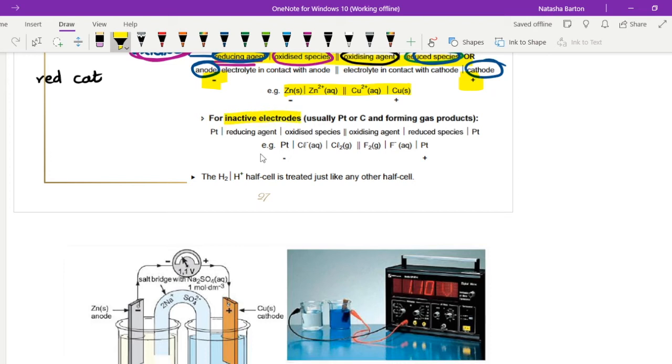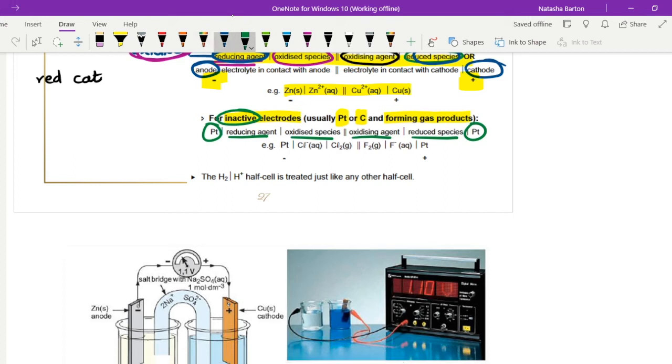Normally, your inactive electrodes are substances like platinum or carbon and forming gas products. The reason why you would use inactive electrodes is because they're forming gas products. So this is how you would write it. If you have inactive electrodes, you need to write them on the sides and then go and write reducing agent, oxidized species, oxidizing agent, reduced species.